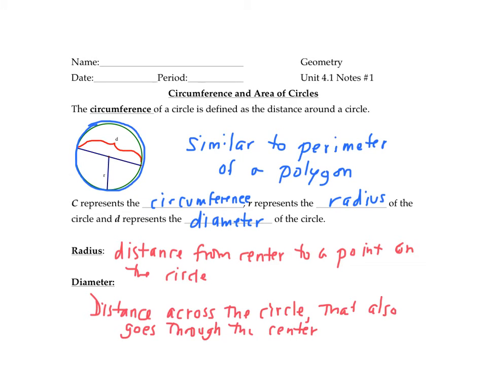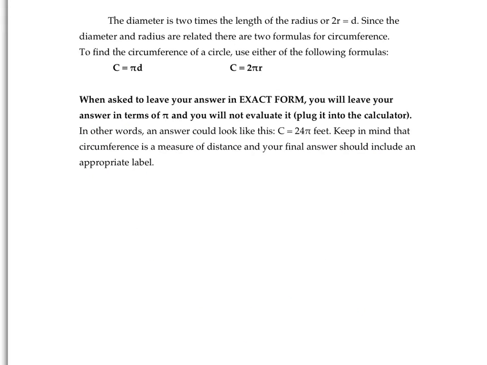So again, the diameter is defined as being the distance across the circle, but it also goes through the center of the circle. This point right here in our diagram is the center of the circle. The diameter is 2 times the length of the radius, or we can say 2r equals d. Since the diameter and radius are related, there are 2 formulas for circumference. To find the circumference of a circle, use either of the following formulas. Circumference equals pi times the diameter, or circumference equals 2 times pi times the radius.